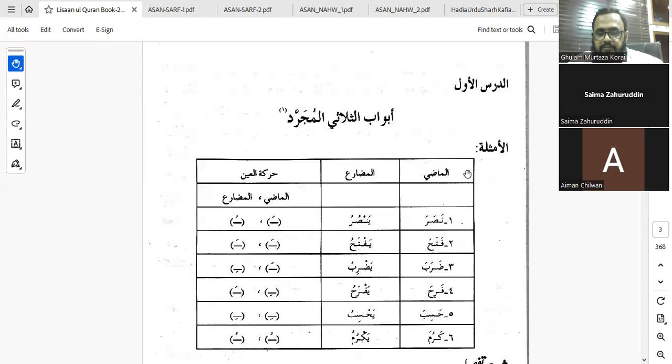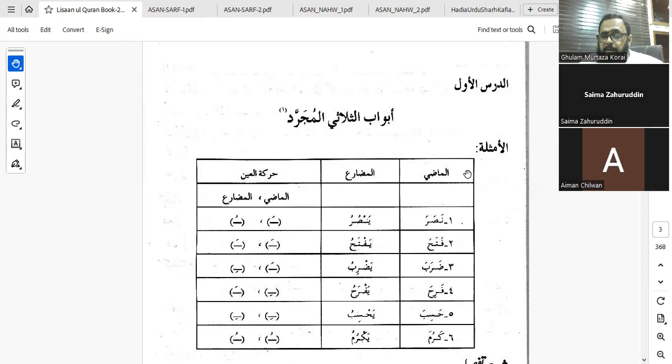You have four. You have Musanna of Hadir, Mudhakkar and Mu'annath, and then you have Musanna of Ghaib, Mudhakkar and Mu'annath. So four sigas take Alif Noon at the end of them. One is Musanna Mudhakkar Ghaib, that is Yadribani. Then Musanna Mu'annath Ghaib, that is Tazribani. Then Musanna Mudhakkar Hadir, Tazribani. Then Musanna Mu'annath Hadir. So four sigas take alif noon at the end of them.